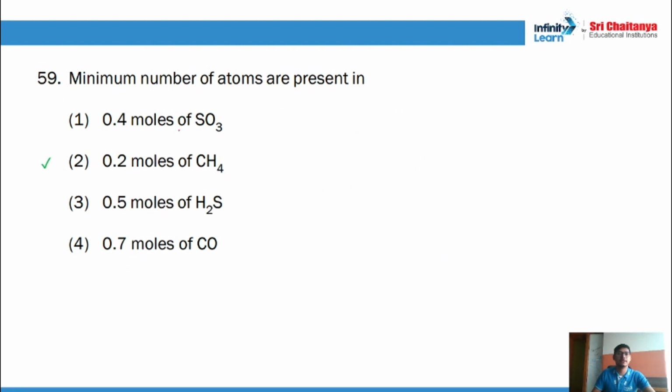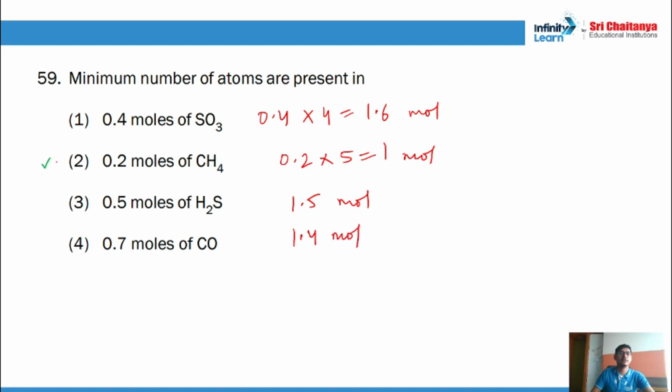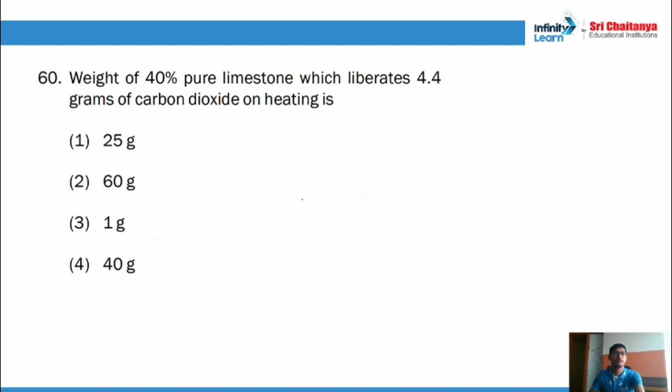Minimum number of atoms are present in, it's very simple, you multiply the moles by the atomicity. So SO3 is 0.4 mole multiplied by how many atoms are there in SO3? 4. So this gives us 1.6 mole of atoms. Likewise, you do it for all of them. So this will come out to be minimum for methane. So it's 1 and 4 and a 5, it's basically 1 mole. So it's 1.5 mole, you can calculate that. It's easy. And this is 1.4 mole. Okay. So this is our correct answer.